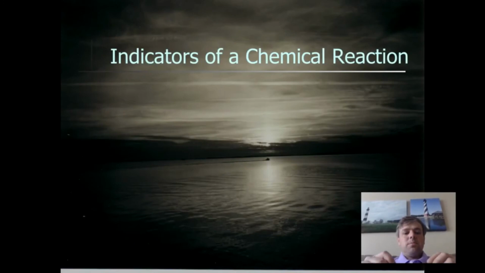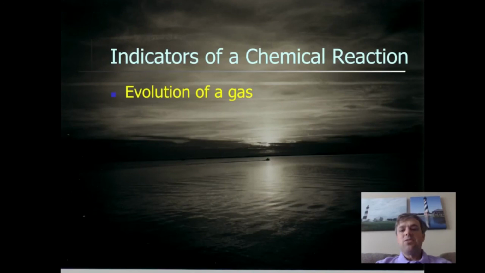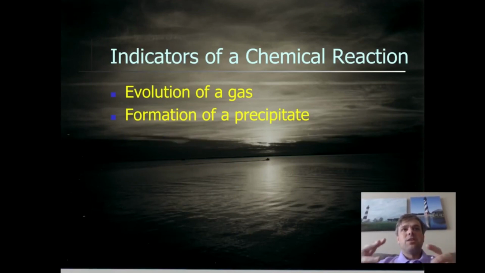All right, the other thing to look at, now that we've seen all these examples, is how do you know a reaction's taken place? Well, some obvious signs are if a gas is produced, you get bubbles. If you make a precipitate, that is when a solid forms that was not originally there. You've mixed two liquids and a solid forms. You could have a color change where a new color appears.